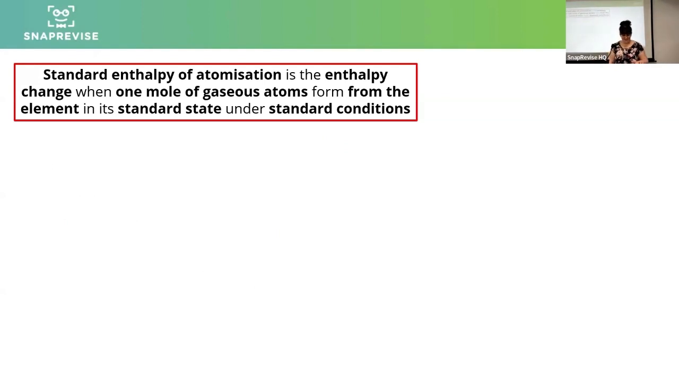So there are lots and lots of definitions that you need to learn when you start looking at Born-Haber cycles, because you're introduced to a huge number more definitions or processes that you need to know. One of them is standard enthalpy of atomization. Standard enthalpy of atomization is the enthalpy change when 1 mole of gaseous atoms form from the element in its standard state under standard conditions.